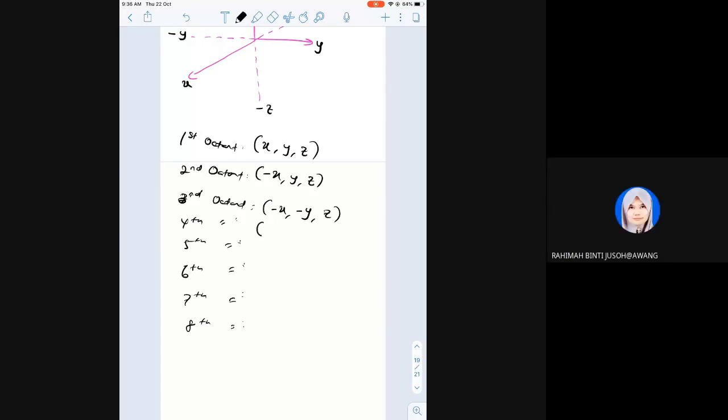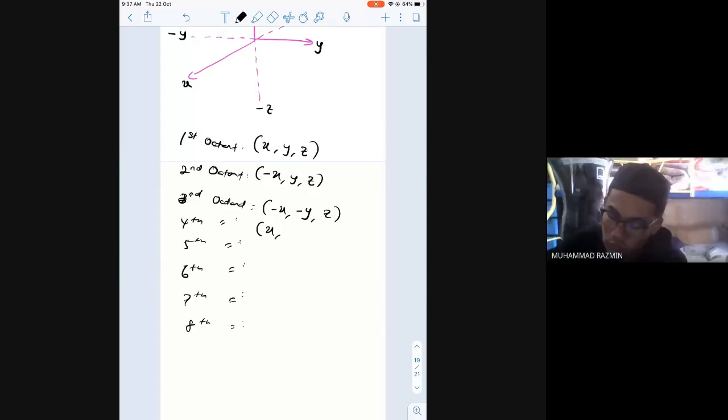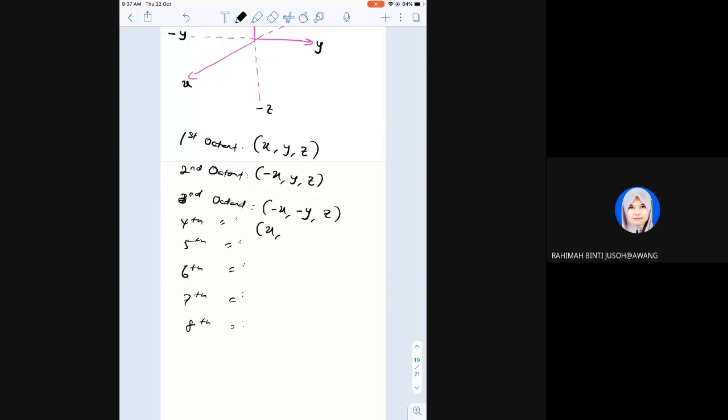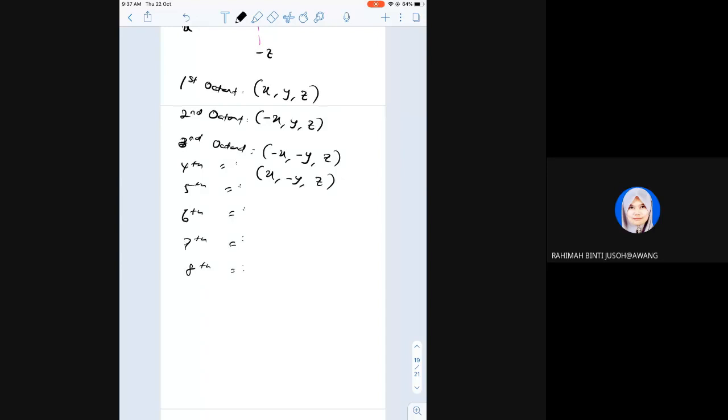Okay, fourth octane. Fourth octane, ingat saya kata movement dia tadi, depan, belakang, depan balik. So fourth octane should be at the front. So what happened to X, positive or negative? Positive. Fourth octane is on the right or left? Left. So negative Y. And Z is positive. Okay. Positive.